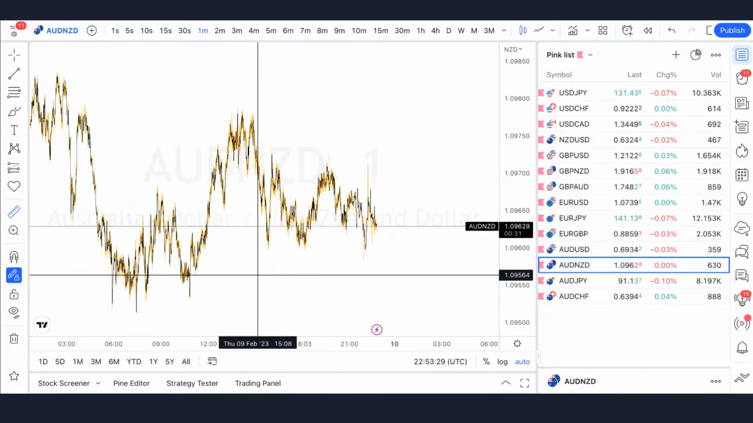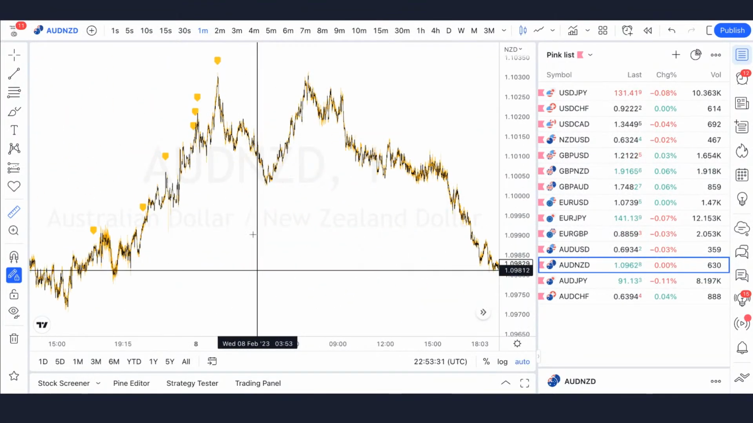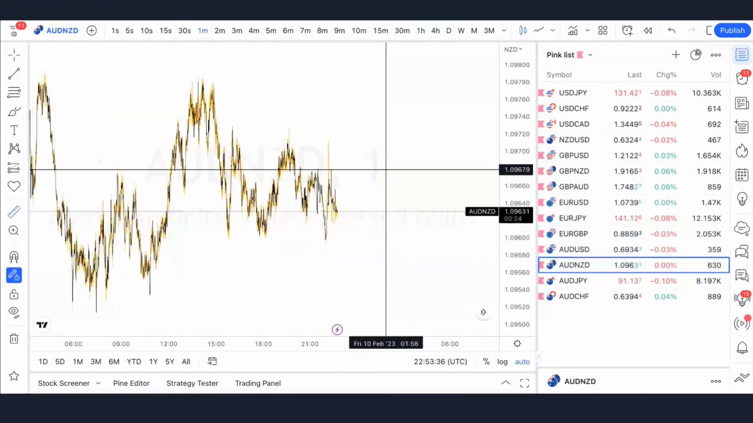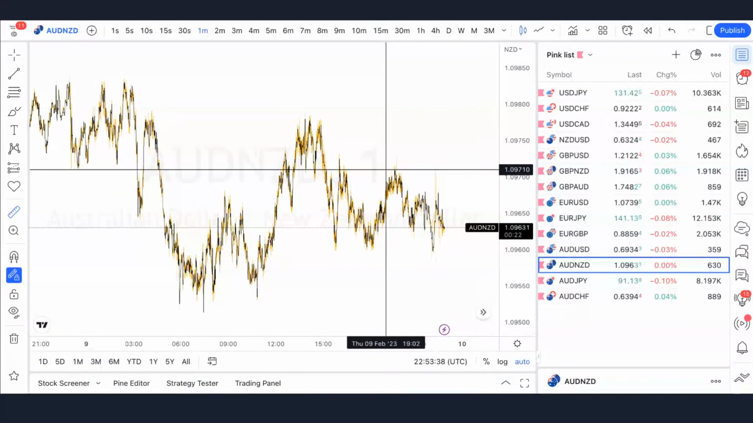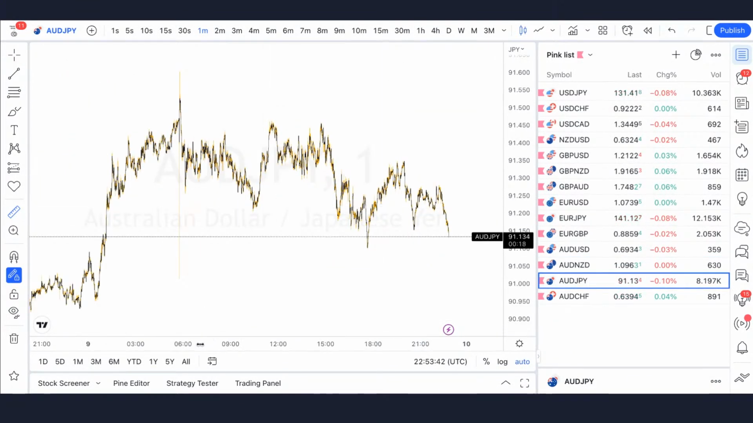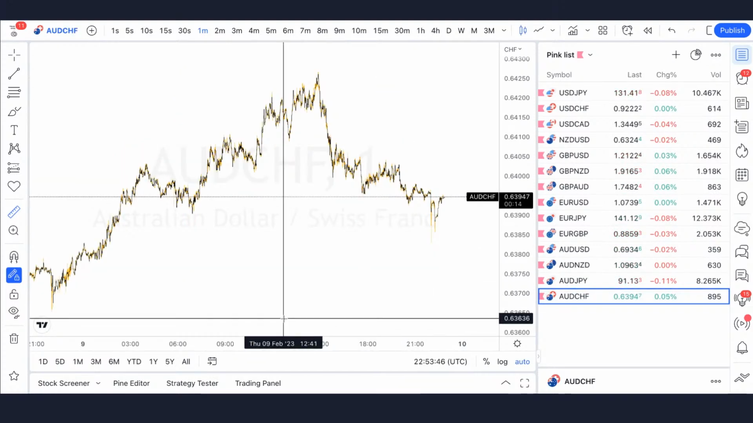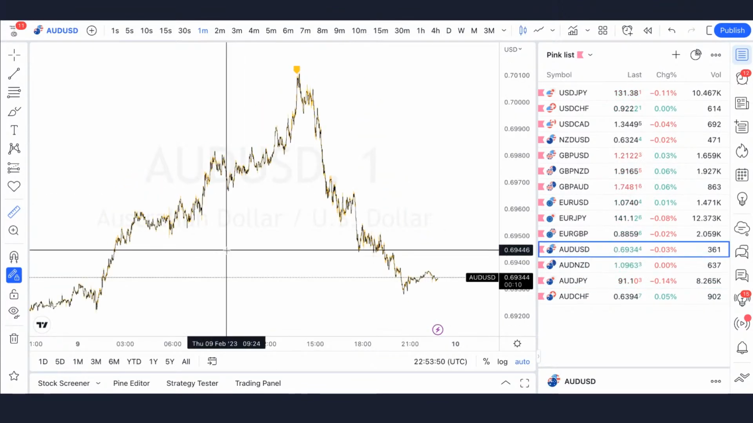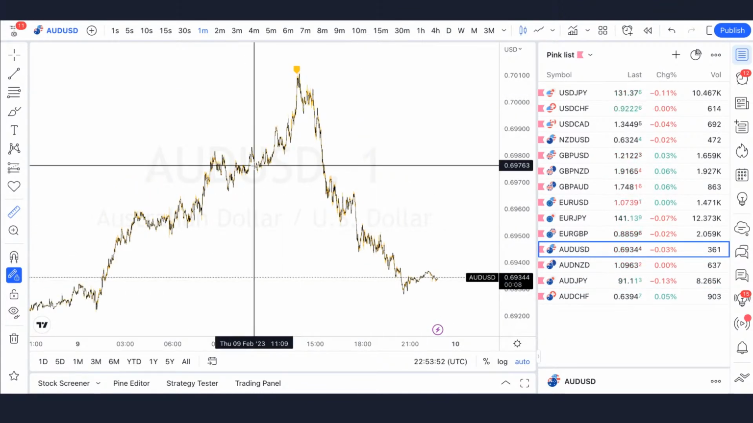Not really anything available today. There's just some trades on the short side that, if you wanted to hold them throughout the rest of the day, would have actually profited from yesterday, but nothing from today. And again, same for Aussie yen, Aussie Swiss. Again, nothing. There's not too much happening on Aussies apart from just that dollar move that we saw.